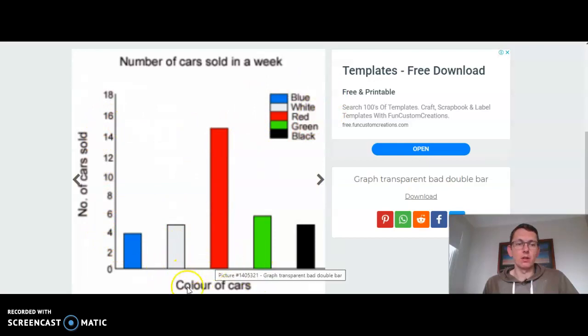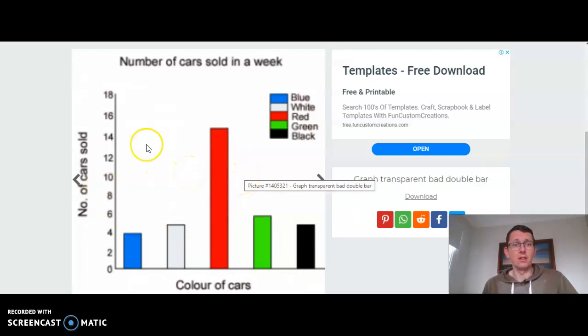I can have a quick look at this one, see what color the cars are. Obviously it corresponds, but I can also look here: blue, got 4 there, sold 5 whites. I've sold 15 reds, and I've sold how many greens? If we look across, we can see 6 and 5. So obviously the most common color here is red. Maybe it's a Ferrari garage, because I'd only want a red Ferrari. But I'll tell you what, they're selling a lot of Ferraris if this is done in a week.